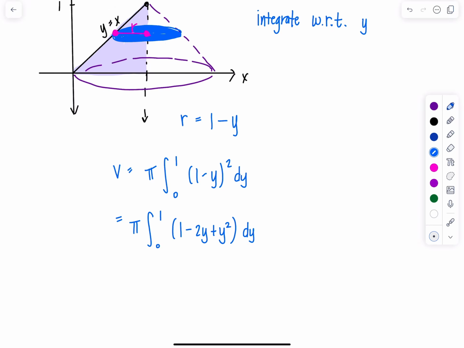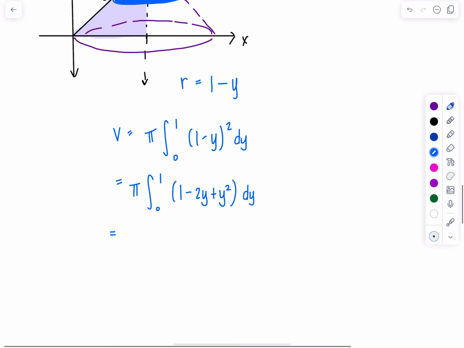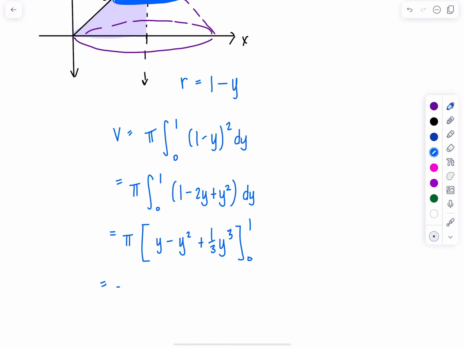Most of the time these integrals are fairly straightforward, okay? Because the setup is the trickiest part. I guess they just don't want to stress you out. So antiderivative of 1 is y minus y squared plus 1/3 y cubed from 0 to 1. Look at the pi outside minding its business, not bothering us. 1 minus 1 plus 1/3 minus 0, right? Very good. And the ones cancel out. Again, I'm just left with pi over 3.